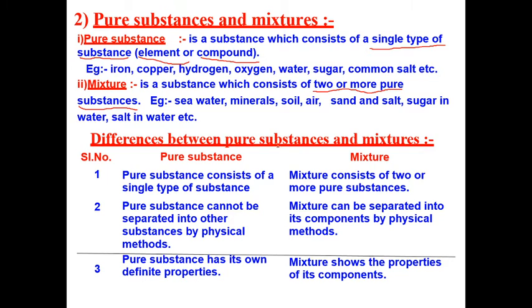Difference between a pure substance and a mixture. A pure substance consists of a single type of substance. A pure substance cannot be separated into other substances by physical methods. These are the methods of purification. If you purify a pure substance, it does not separate into more than one substance, because it is made up of one substance. That's why it's pure.